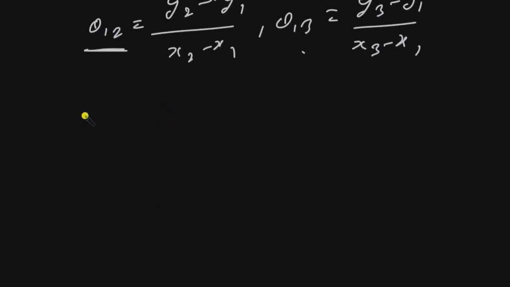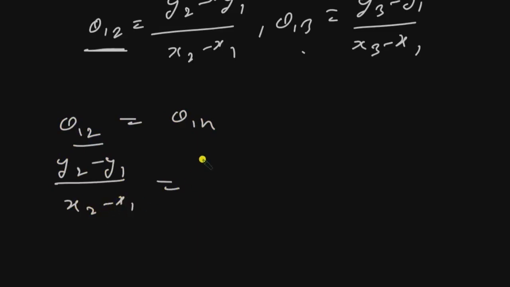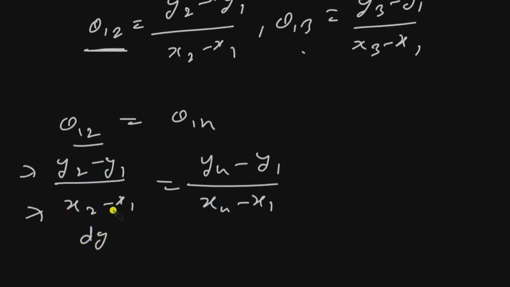So basically what we will be doing, we'll be comparing theta 1 2 with theta 1 n, and theta 1 2 will be y2 minus y1 upon x2 minus x1, and theta 1n will be yn minus y1 upon xn minus x1. So this condition should be satisfied if all the points are linear, or we can simplify it. Since y2 minus y1 and x2 minus x1 are constant, we can write them as dy and dx, so dy upon dx is equal to yn minus y1 upon xn minus x1.